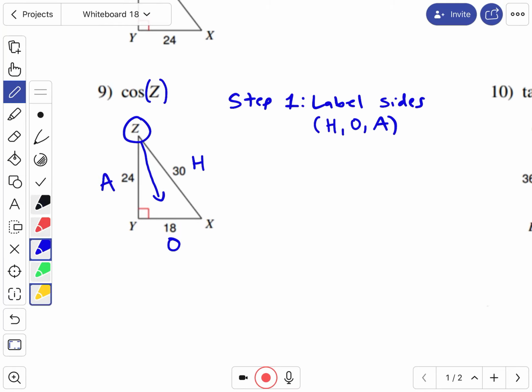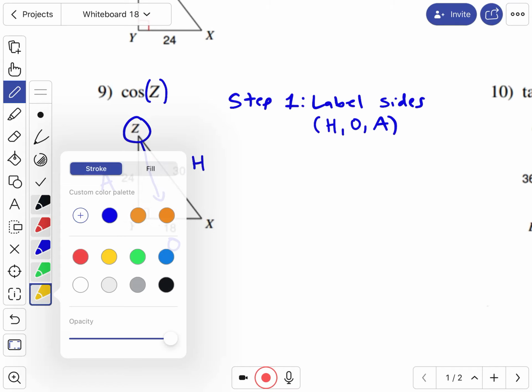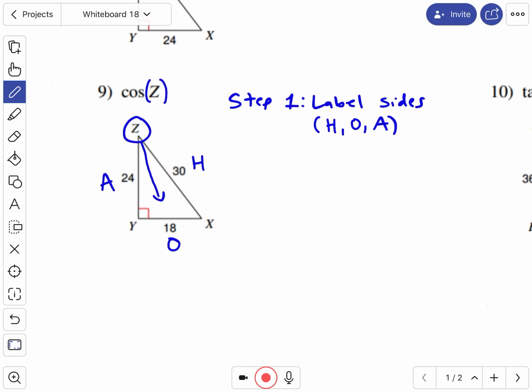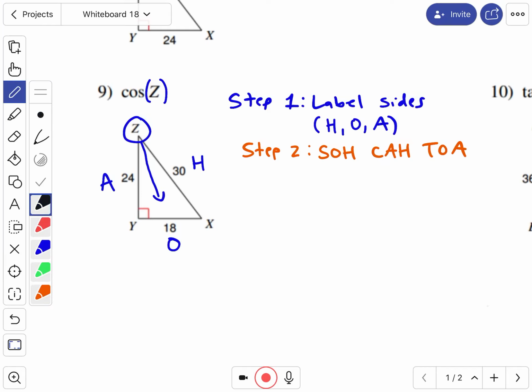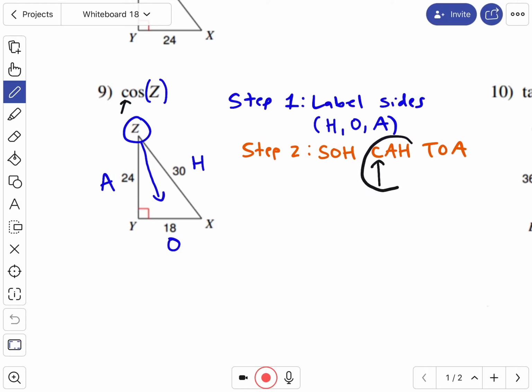That's done. Okay, step 2 is to write Sohcahtoa. So let's see. You got to spell that correctly. So this is Sohcahtoa. Now, because we're dealing with cosine, you have to ask yourself which one of these are we going to use. So because cosine is a C, we're going to use this one here, the Ka.